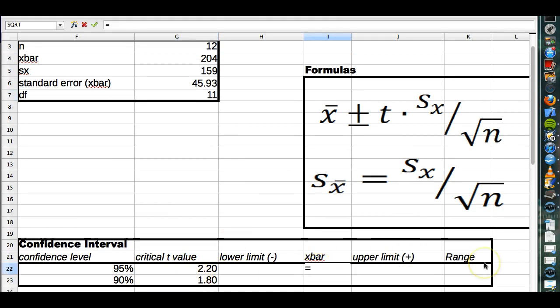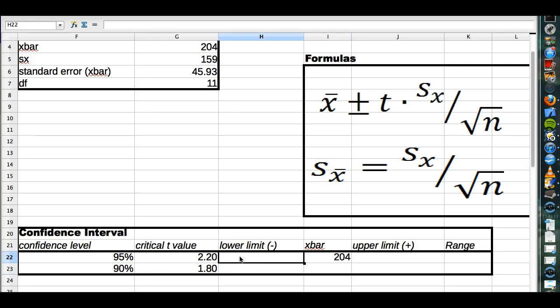So the centermost point of my data is x bar, which is 204. So I select that, and we have 204 here in the middle of our confidence interval. So that's that part of the formula. For our lower limit, I write equal to.